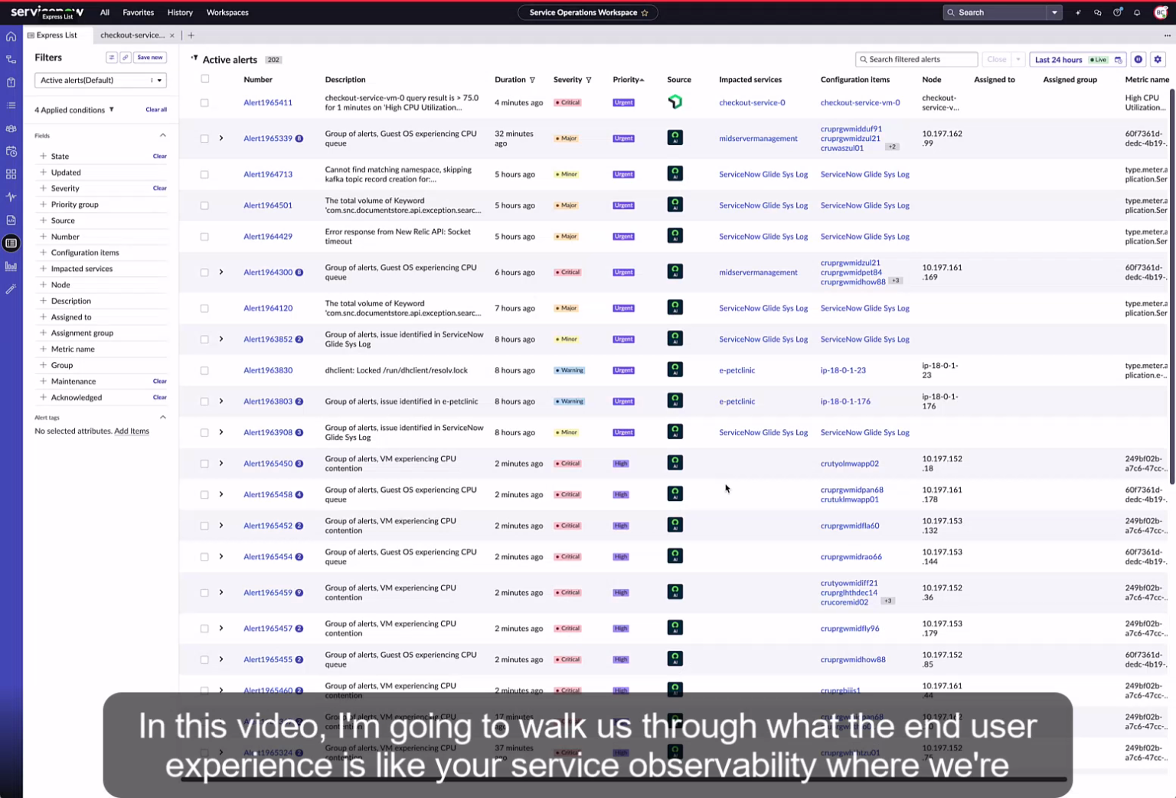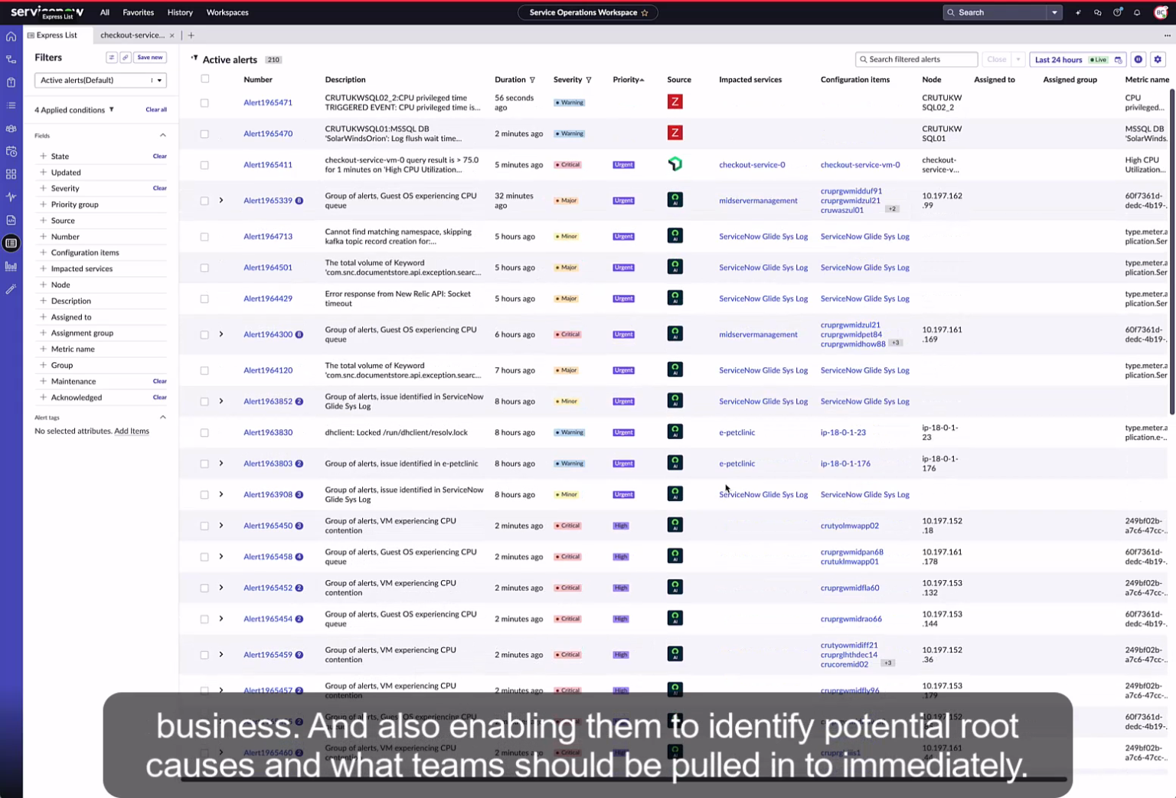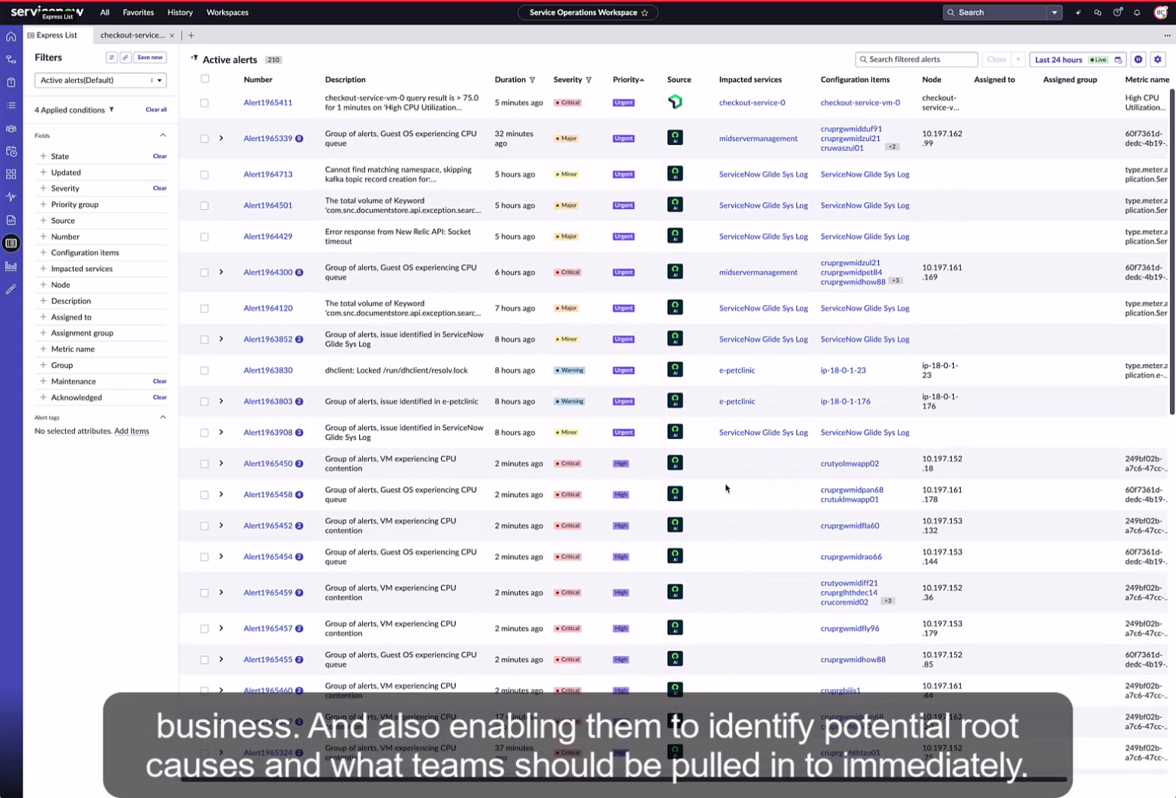All right, in this video, I'm going to walk us through what the end user experience is like for service observability, where we're enabling operators to better assess the impact of an alert or an issue within the overall context of the service and the business, and also enabling them to identify potential root causes and what teams should be pulled in to remediate them.